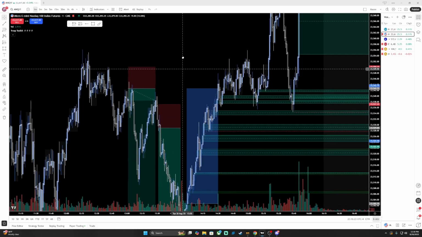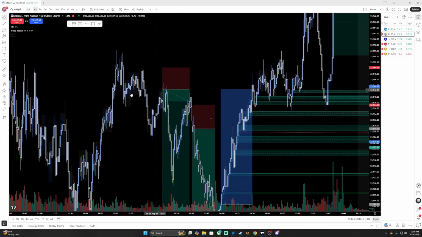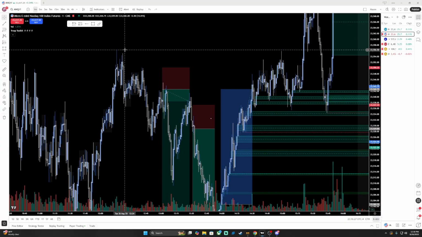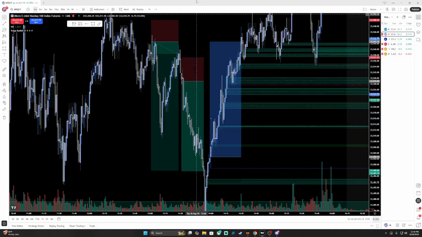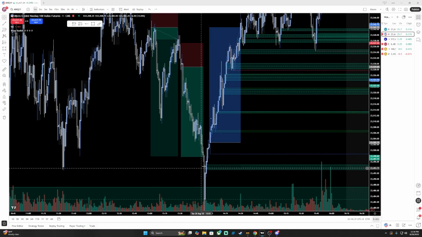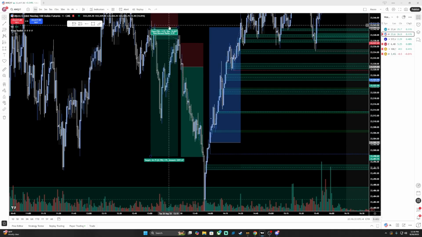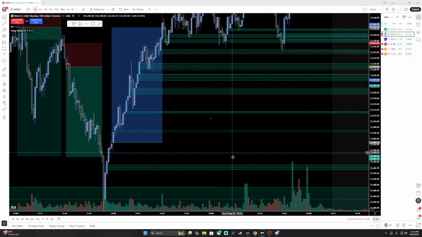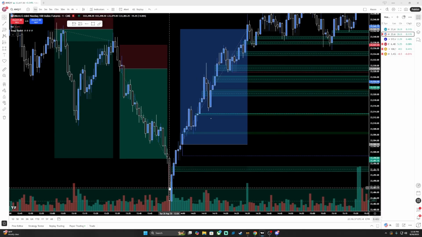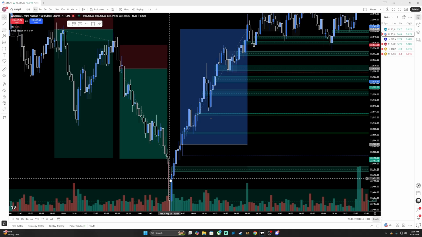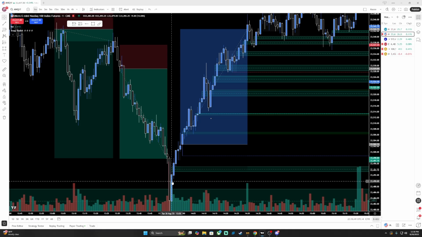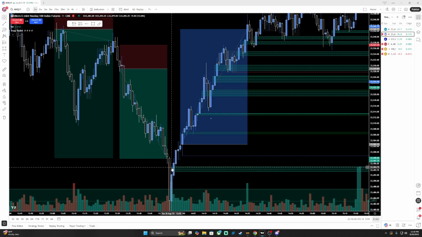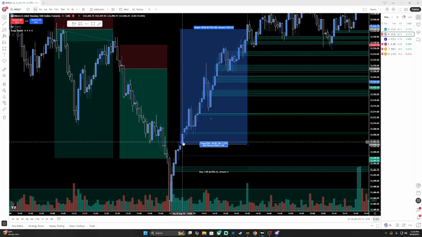And yeah, pretty much what I wait for is a sweep on liquidity. Sweep on liquidity. An efficient break of structure. So this is a great example: an efficient break of structure off of a sweep of liquidity, external liquidity. A first fair value gap. Make sure that first fair value gap gets respected.